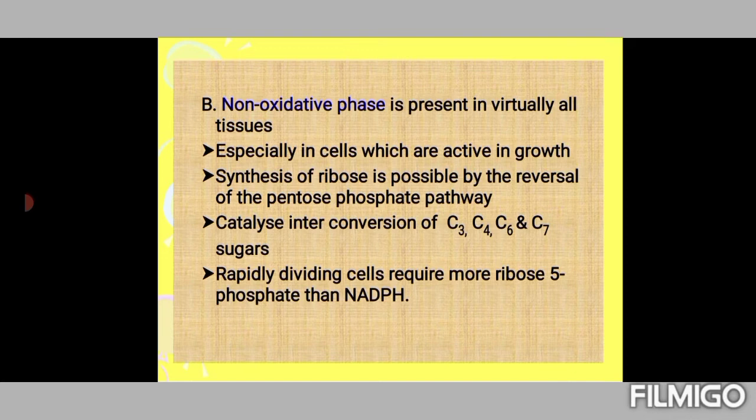As also, there are a number of substrates involved which have C3, C4, C6 or C7 carbon numbers, like one of them is glyceraldehyde 3-phosphate, and the other one which has 7 carbons in it is sedoheptulose 7-phosphate. So all these molecules are involved, and rapidly dividing cells of course require more ribose 5-phosphate than NADPH for obvious reasons.